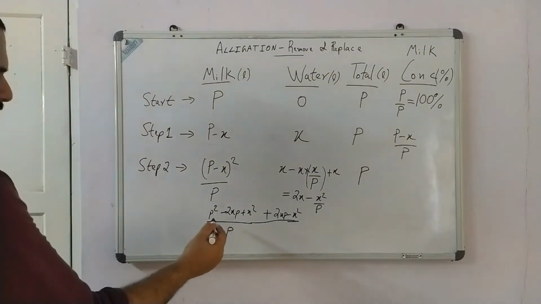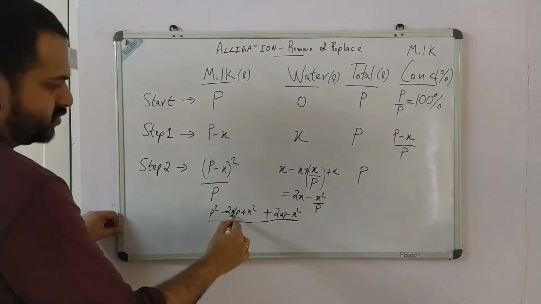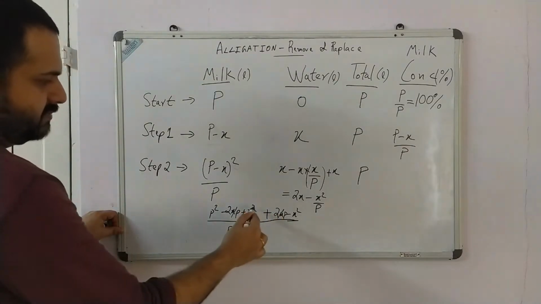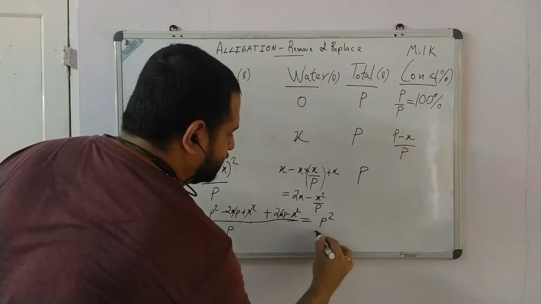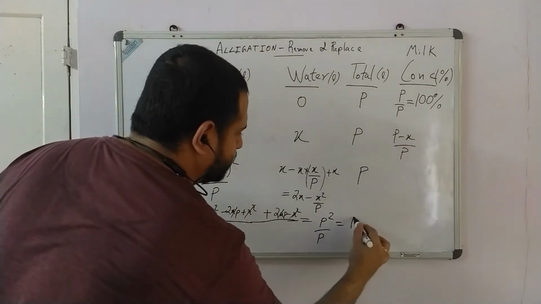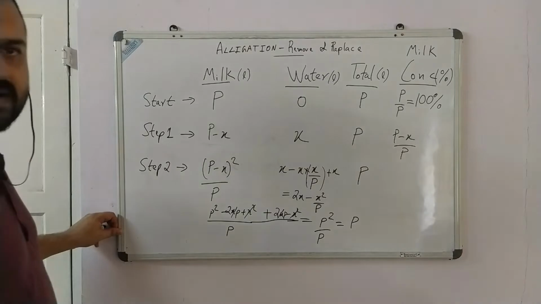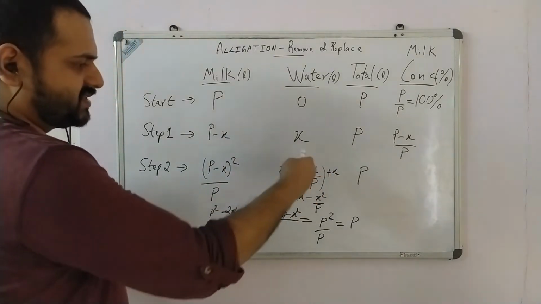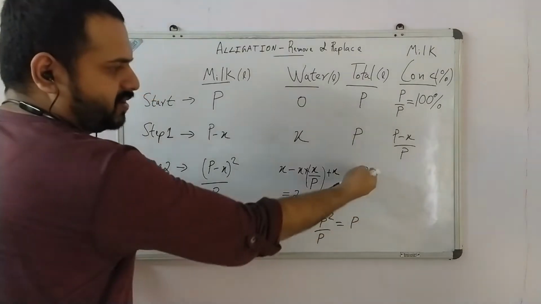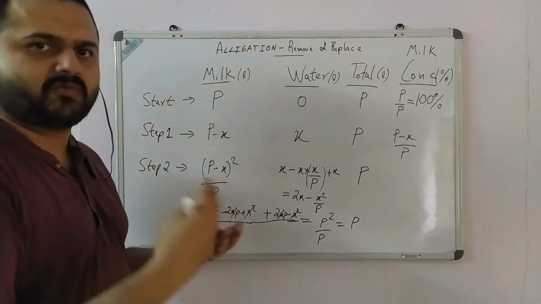So what do I have? P square minus 2xp and plus 2xp cancels out, plus x square and minus x square cancels out. So I get p square by p, which is equal to p. So it's fairly clear, right? So if we add the amount of milk and the amount of water after the second step, we get the total volume p, because like I said, we're just removing and replacing.